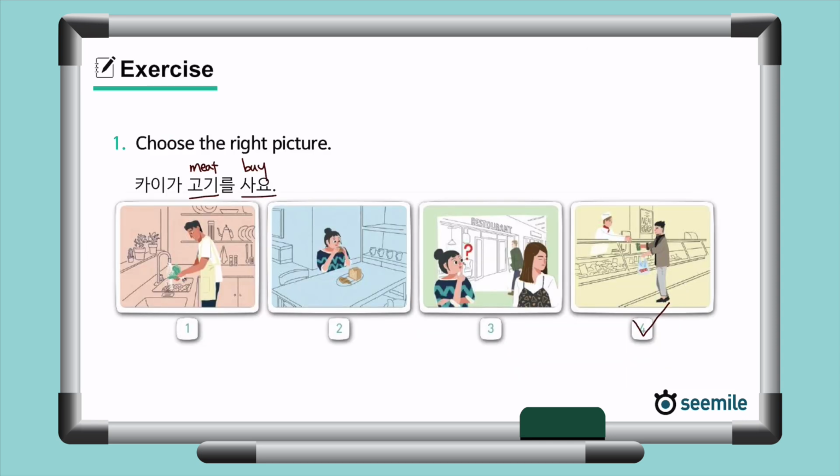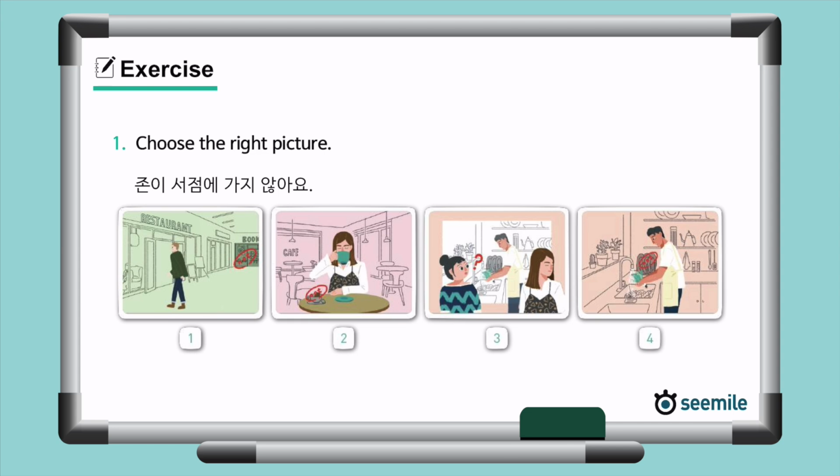Now, while solving the questions on page 55, let's review what we've learned today. Number 1. Choose the right picture. Let's read the sentence out loud. 카이가 고기를 사요. 고기 is meat and 사다 means to buy, so number 4 best describes the sentence.